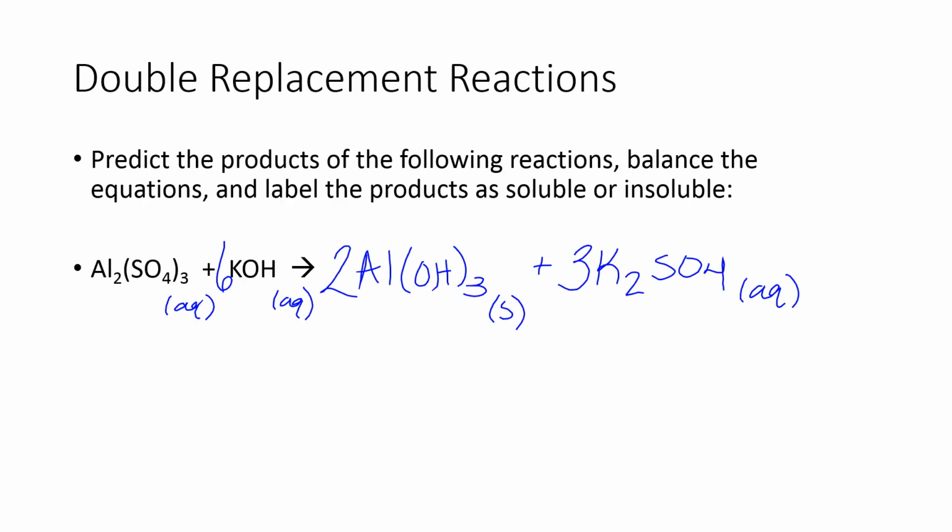So let's actually try some double replacement reactions. We're going to predict the products of the following reactions, balance them, and label the products as soluble or insoluble. So we're going to give them an aqueous or a solid designation.